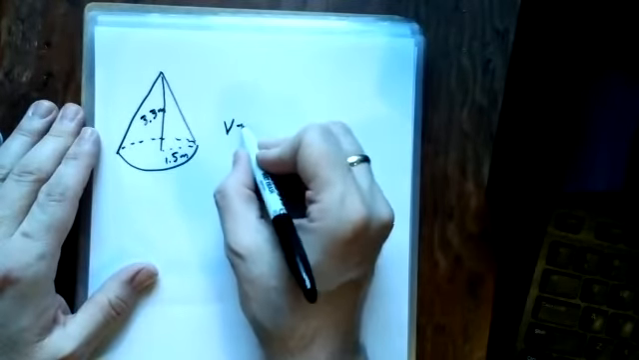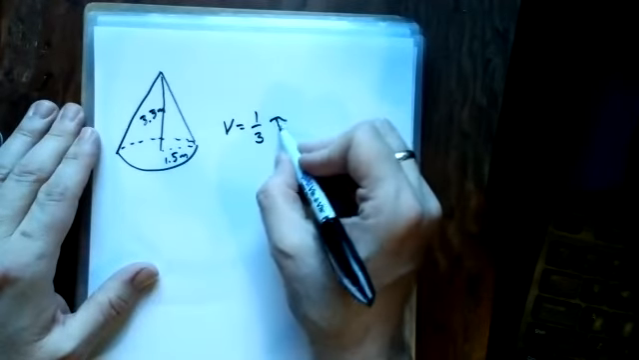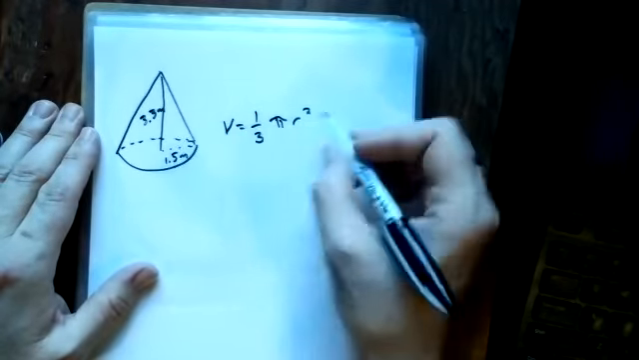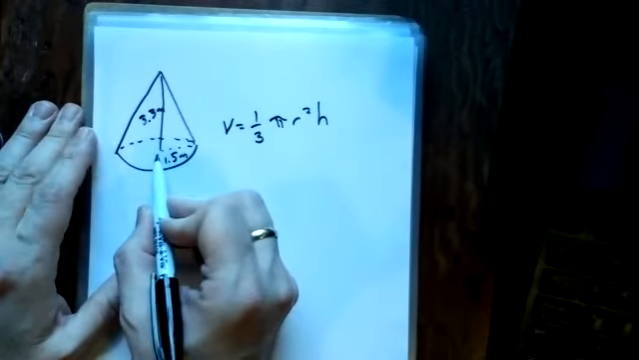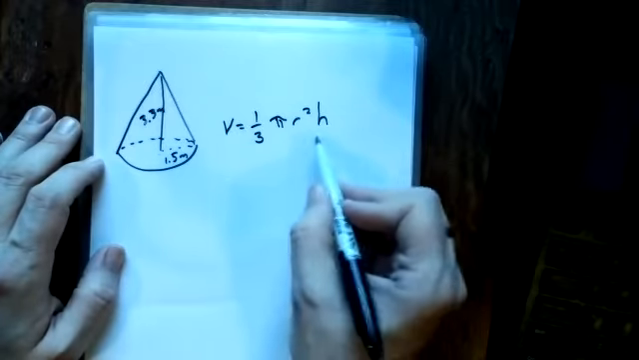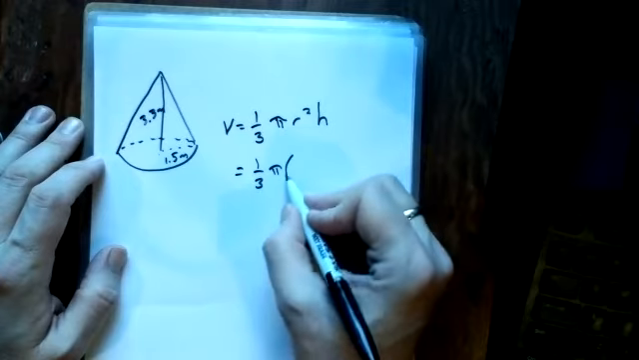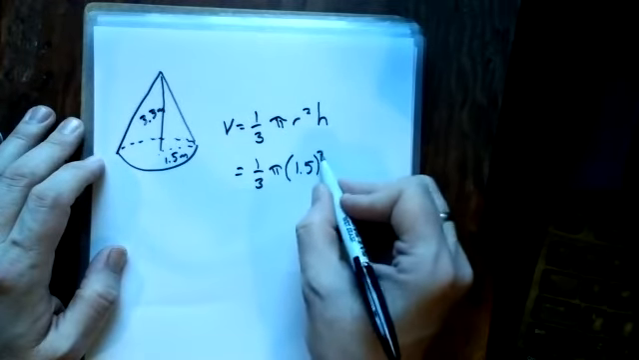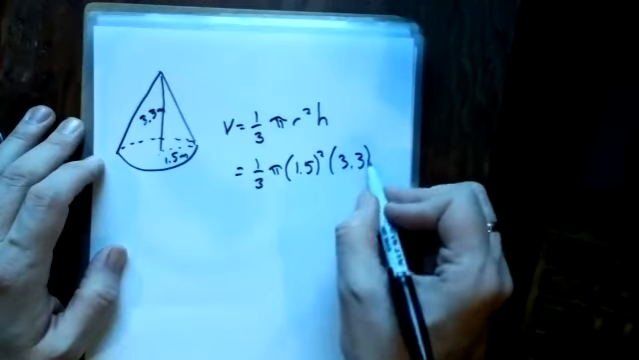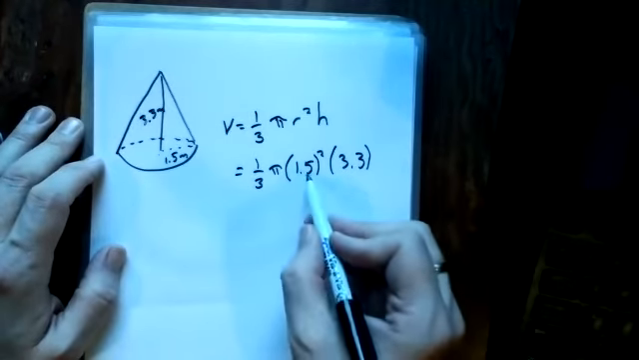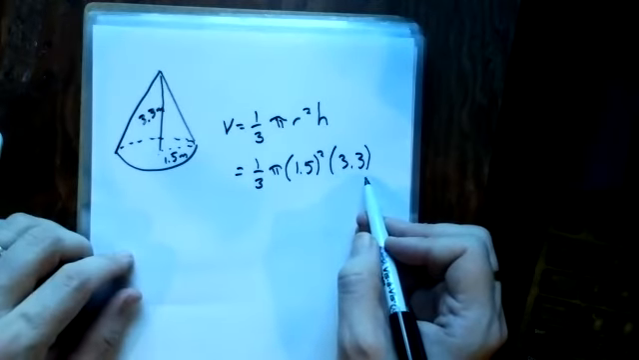Here we know our volume is supposed to be 1/3 times pi r squared times our height. And the distance from the center of this circle to its circumference, that's going to be the radius. So I'm going to put in 1/3 times pi, and then I'll put in 1.5 squared. Our height is going to be that 3.3. And again, thinking about our units, meter times meter would be square meters, times another meter would be cubic meters.